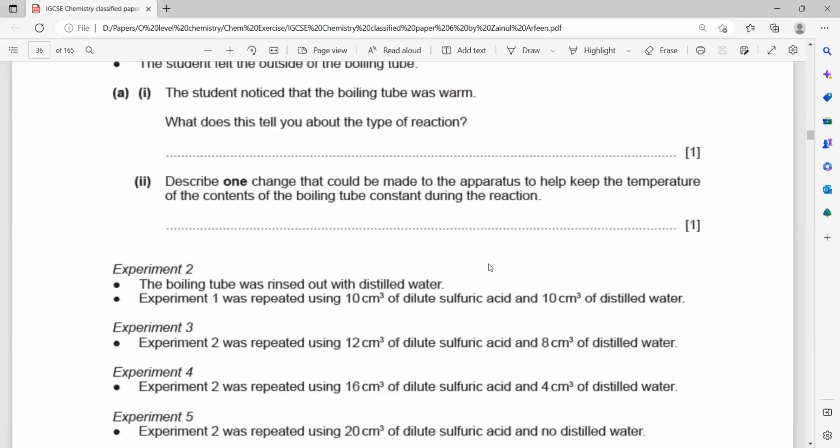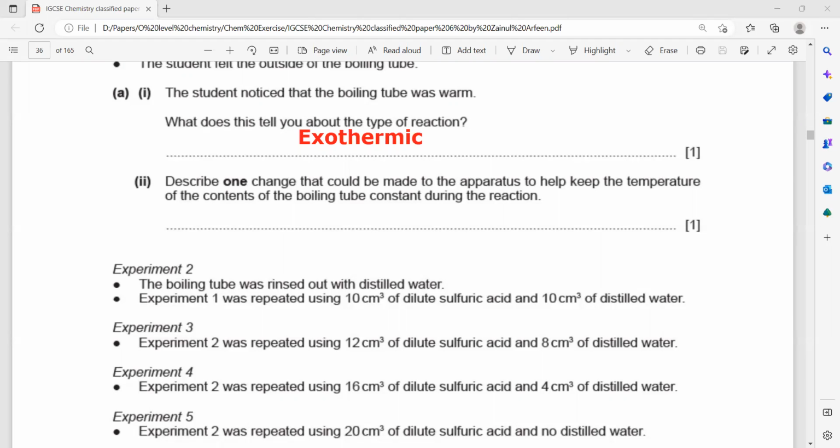Then describe one change that could be made to the apparatus to help keep the temperature of the contents of the tube constant. How can we keep the temperature constant? Thermostatically controlled water bath. If you want to maintain a temperature, the water bath is the best, like thermostatically temperature control. It's a simple name for a water bath, you can also say. So use a water bath.